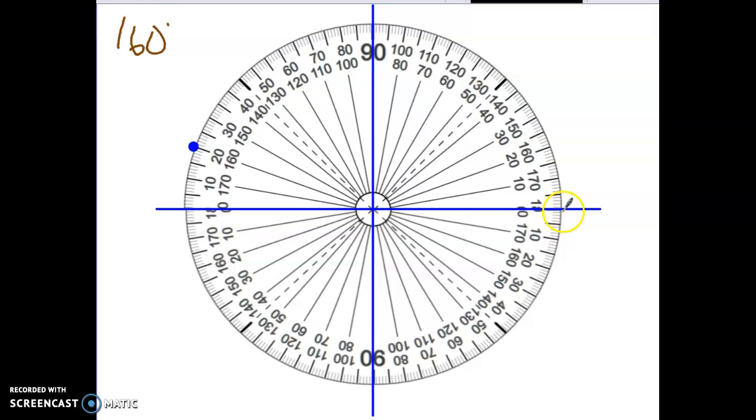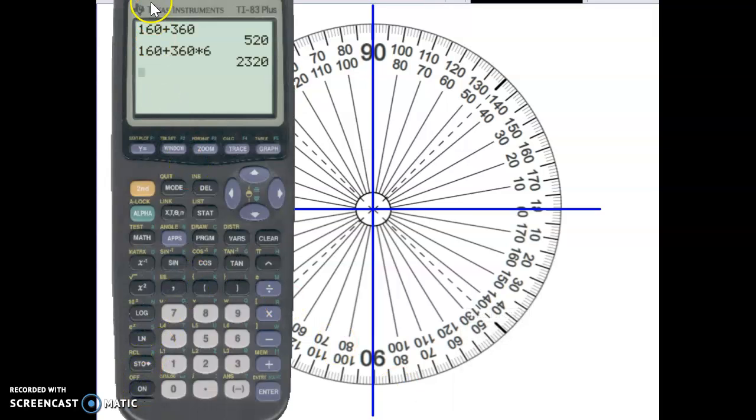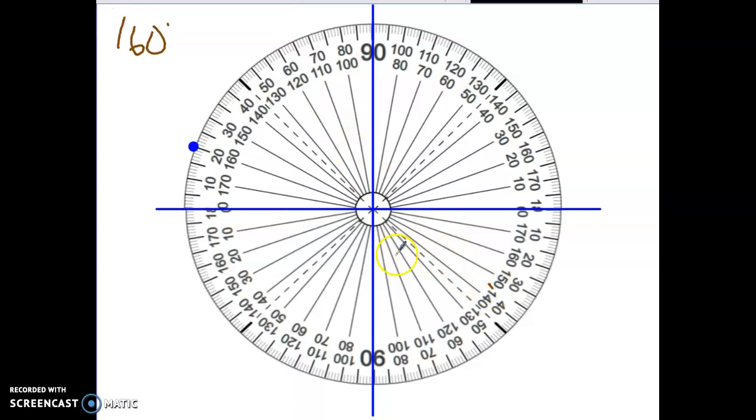So if I start here, the same initial side, and I go all the way around the circle past that point and then come back to it, I've ended in the same place even though I went a lot more degrees. I went all the way around the circle one whole time and then I came back and went 160 more. So let's see what that works out to be. I'll just type that in my calculator here. All right, 160 plus 360, 520. So my angle that I've got, 520 degrees and 160 degrees are coterminal. They both end in the same place.